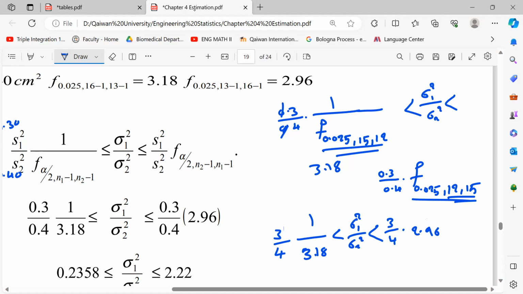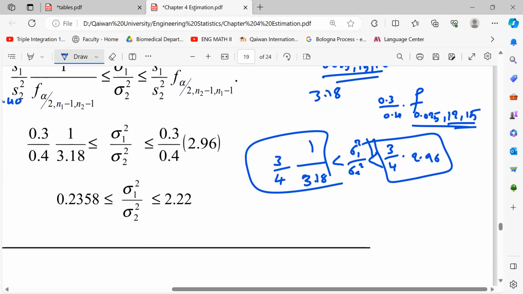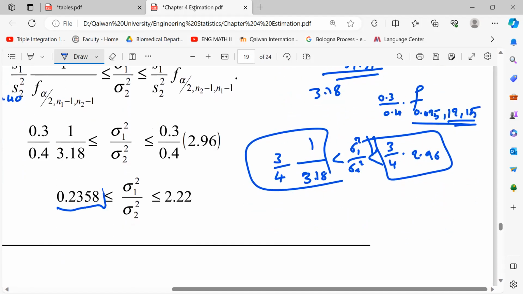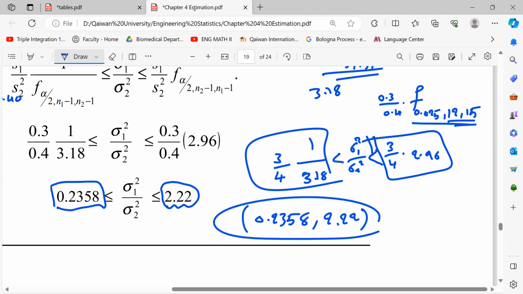Calculate these two. The left hand side equals 0.2358 and the right hand side equals 2.22. The confidence interval is 0.2358 and 2.22. This is the confidence interval.